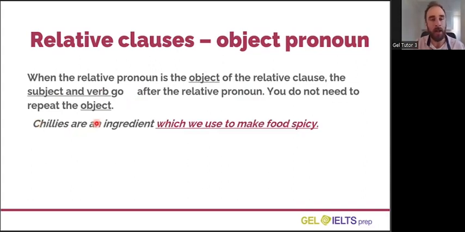Chilies are an ingredient which we use to make food spicy. Which is replacing the ingredient. Now, the ingredient is not the subject of the second sentence. The subject of the second sentence is we. We use the ingredient, so the ingredient is the object. Which replaces ingredient, so we don't need to repeat it or the ingredient again.